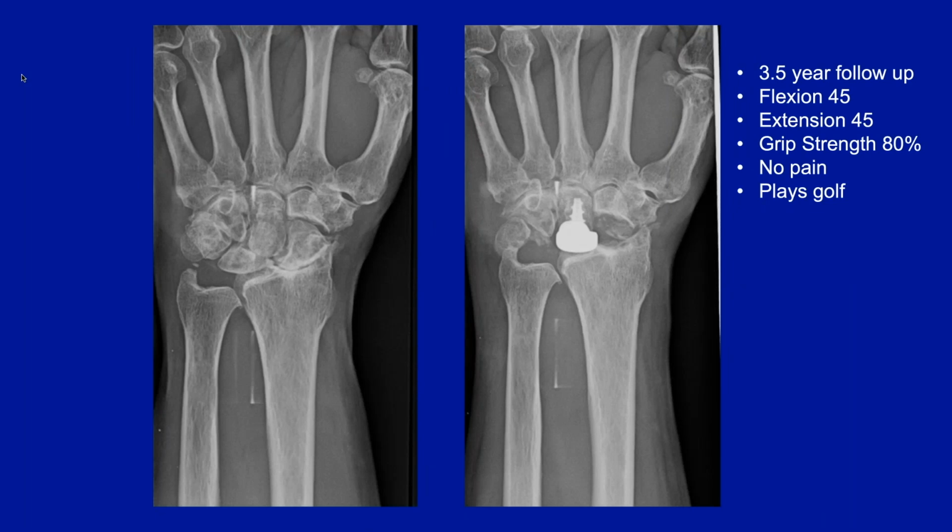And this is what we did. We converted this SLAC wrist to a capitate cap. And you can see that his grip strength improved to 80%, a 3.5-year follow-up with excellent motion. Patient is very grateful. Next slide.